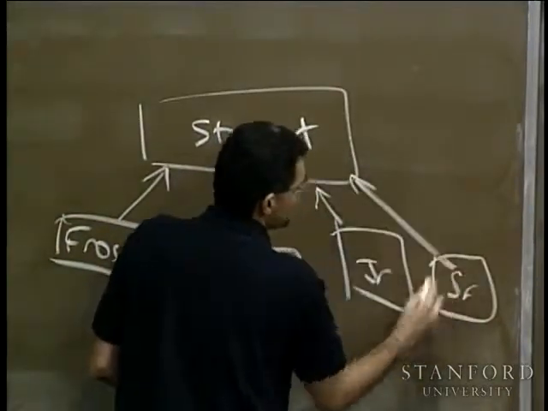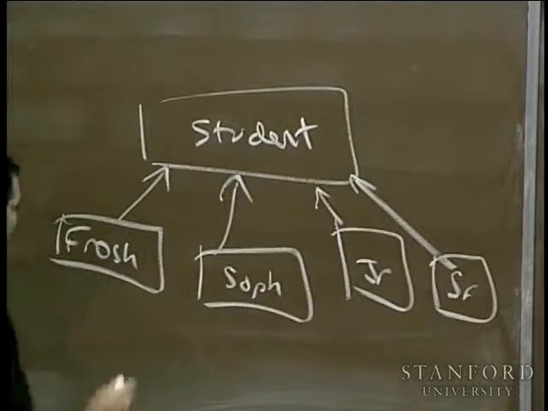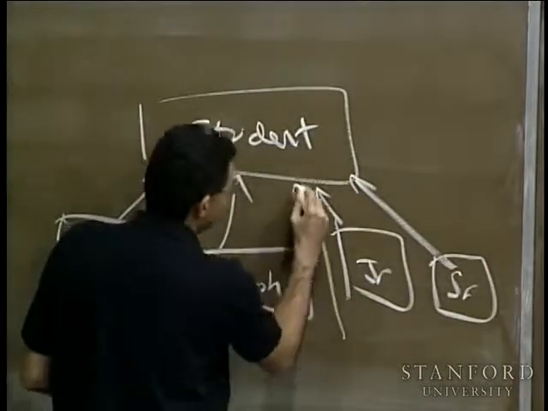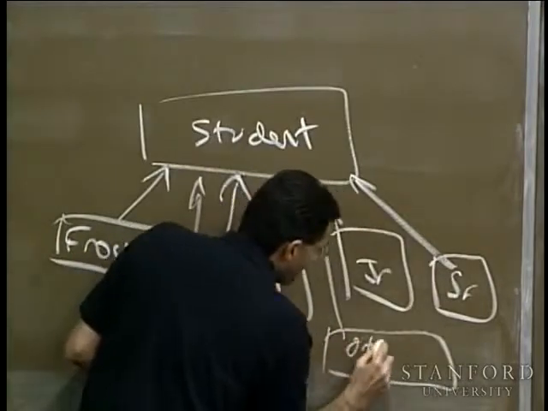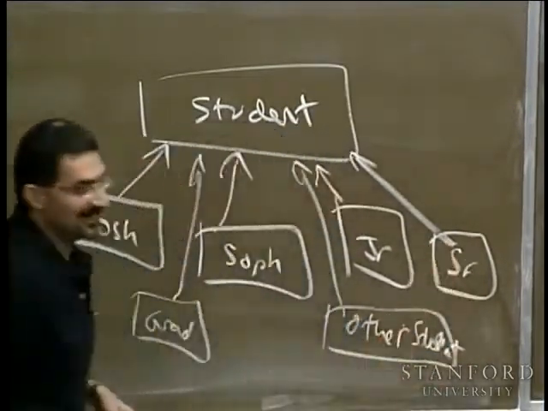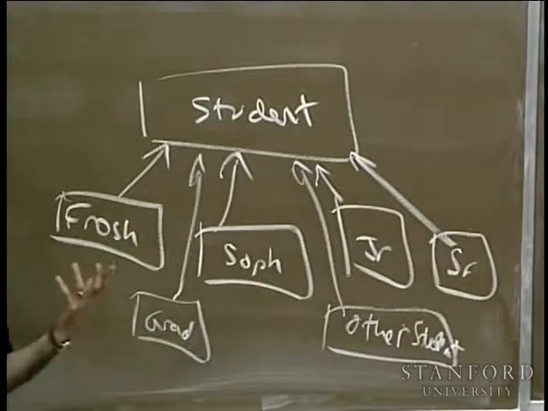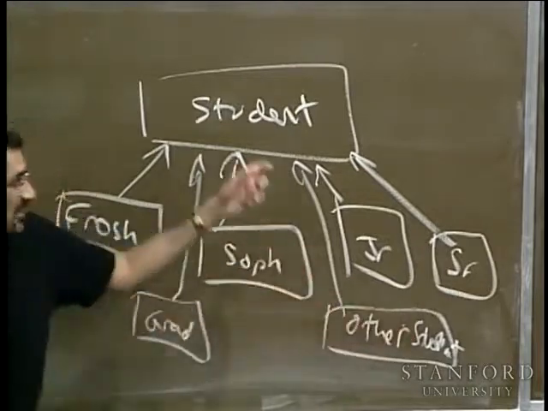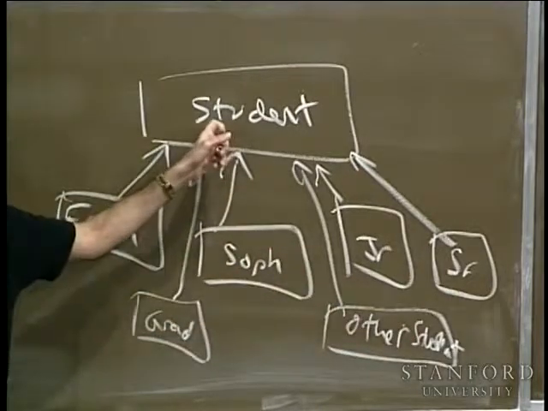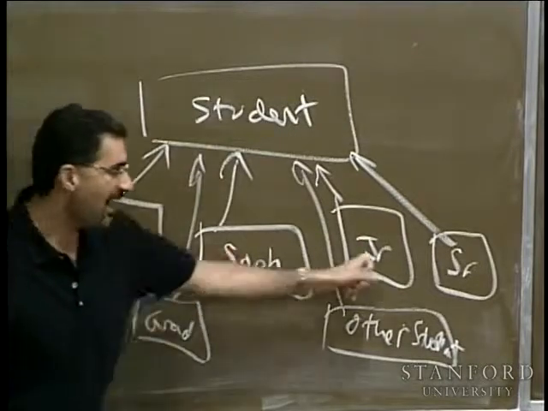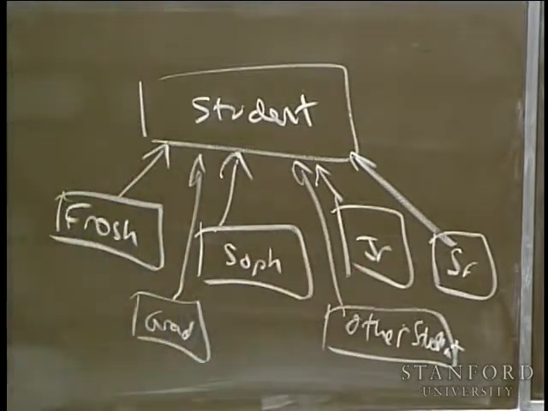The size of the box doesn't actually mean anything other than it's smaller. Some of you are grad students. Some of you are the dreaded other student. We won't talk about that. We'll just call you the other student. Because occasionally you may not be any of those things, and we still need a way of keeping track of you. But all of these things are classes which are specializations of student, which means you have all the properties that a student does and perhaps some special properties that you may have by being in one of these particular classes. Okay?